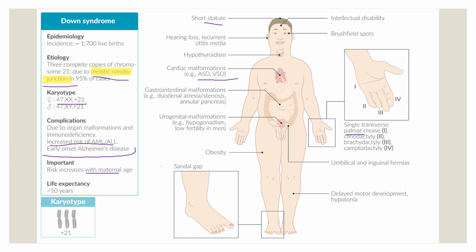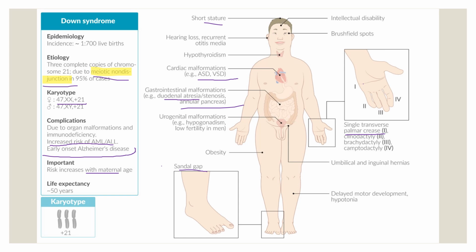There is a single palmar crease, there is an upslanting of the eye, okay, and there is duodenal atresia, annular pancreas, okay, and there is this sandal gap. This is called the sandal gap, and there is simian crease or the palmar crease. Single crease is called the simian crease. There can be clinodactyly or a brachydactyly.